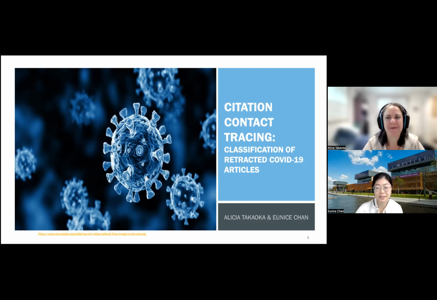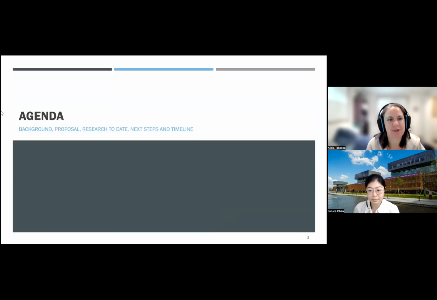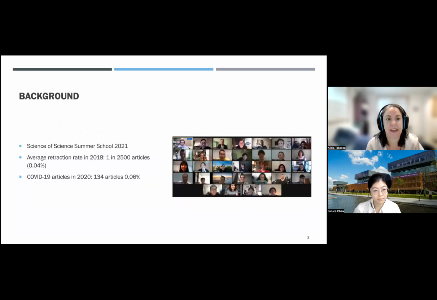Today we're going to be talking about citation contact tracing, which is a project we developed in S4. We're going to go over the background, which is how we began development on this idea, an overview of the proposal points that we hit in the microgrant application, our current research to date, what the next steps are in completing the project, and a timeline for those next steps.